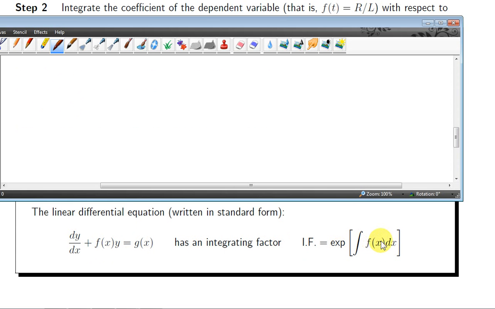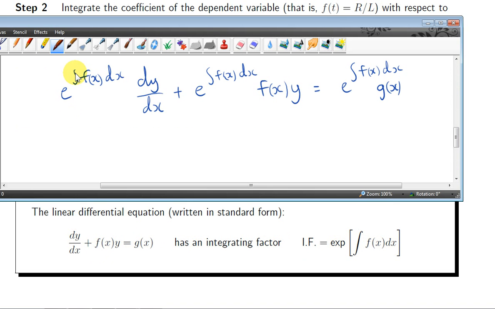The next step is to multiply the integrating factor by the differential equation. So this is what we get. We just stick the integrating factor in front of each term. Now we should be able to write the left hand side as the derivative of a product of functions, where one of the functions is this here and the other function is the dependent variable y. Let's see that that's the case.